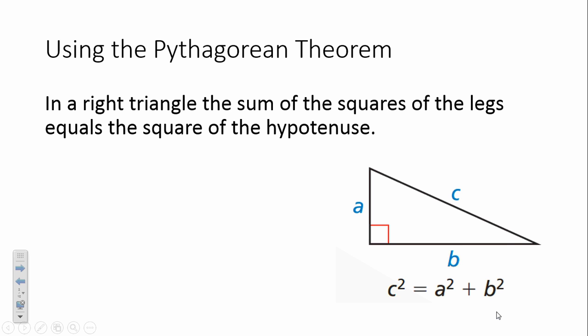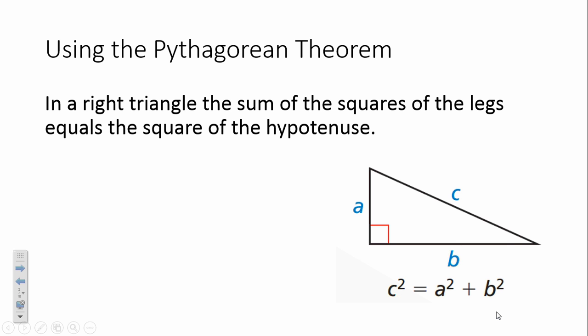So the most important thing to do is to be able to recognize what's the hypotenuse and which ones are the legs. So which one is the hypotenuse? In this particular drawing, it is the C, okay? And it's not always the C. Sometimes they'll put an X out there. So how do we recognize it when we have a right triangle?